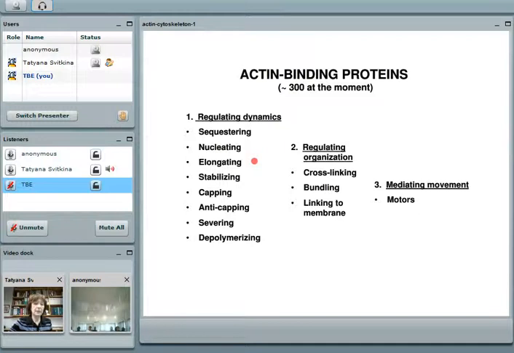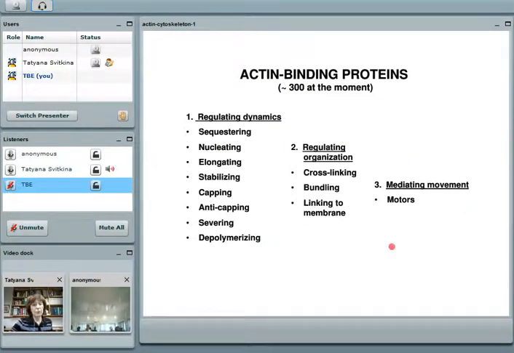Some proteins speed up elongation. Others stabilize filaments against depolymerization. These helping proteins can bind to filament ends and prevent their elongation or shortening. And there are others which counteract this action. There are proteins which cut filaments into pieces, or severing, and those which enhance depolymerization.